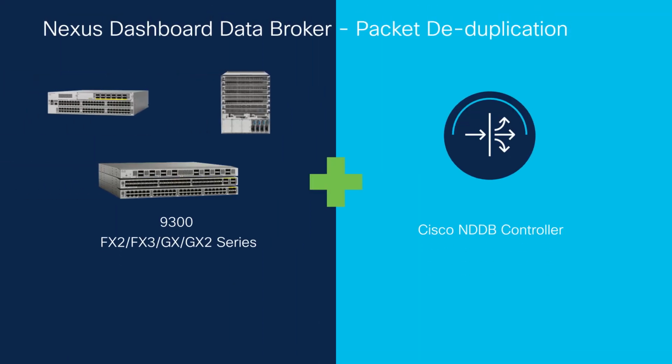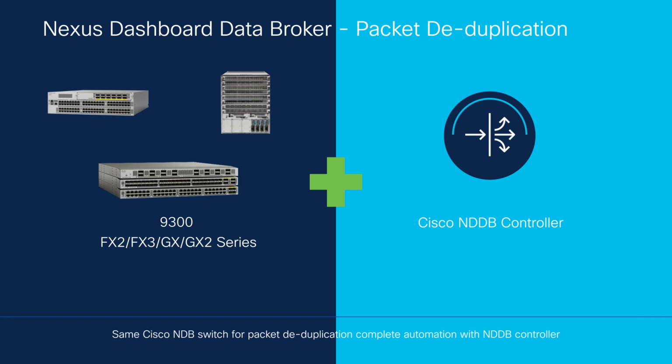So let's take a look at which switches have this feature. On pretty much all the cloud scale switches, FX2, FX3, GXN, GX2, GX2A and GX2B, we have this deduplication feature available on NX-OS. The only thing still pending from the controller side is that we are still implementing or automating this feature from the controller, but we can manually configure it on the Nexus 9K switches and get started with the deduplication feature.